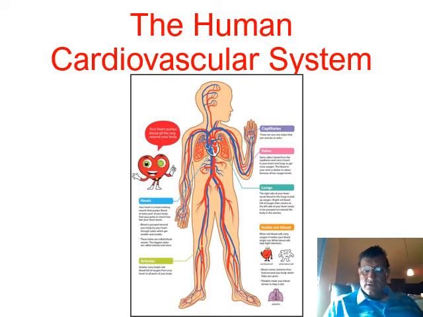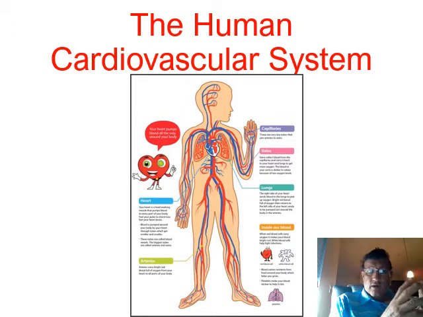And in this case, whenever you see an image or a simplified drawing, veins are represented in blue and arteries are typically represented in red. And the main function of the cardiovascular system is, of course, to move around blood. And blood has many functions.